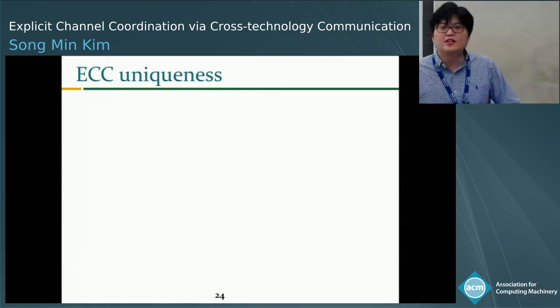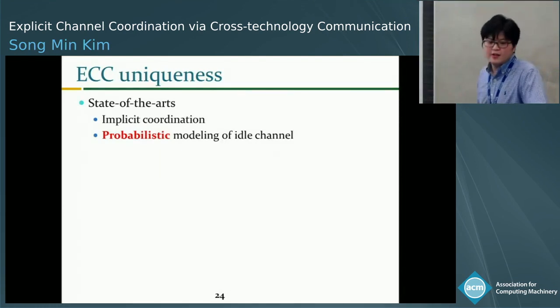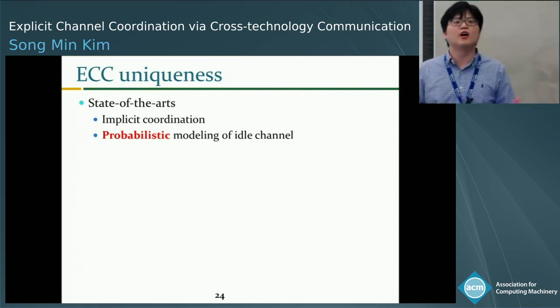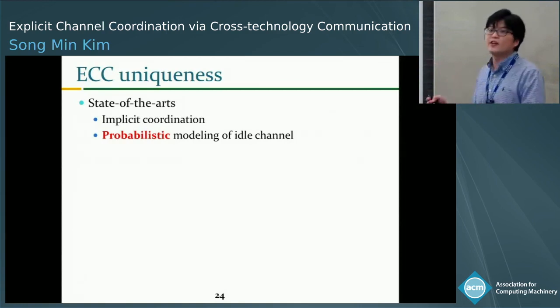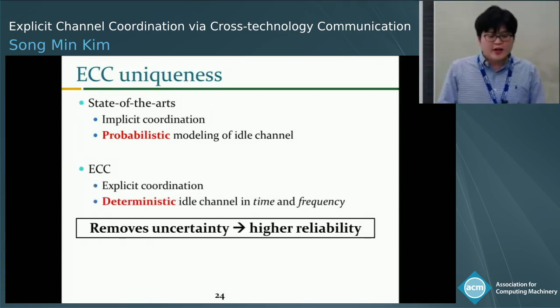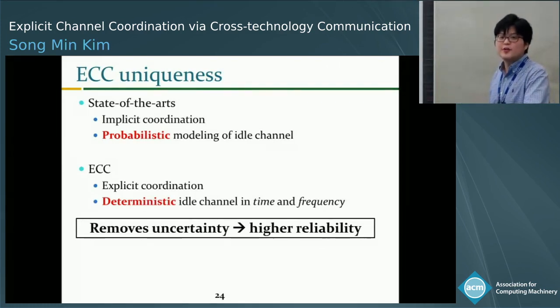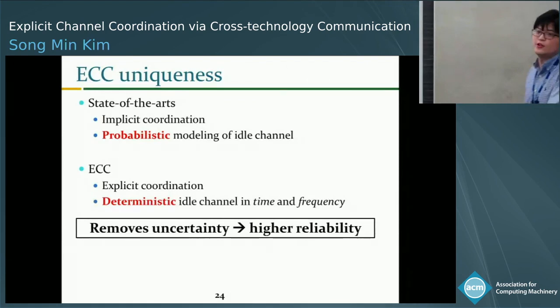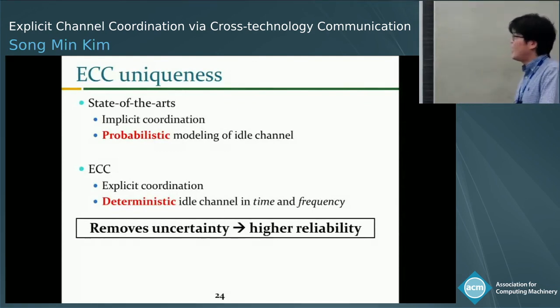So, what is the uniqueness of ECC? The state-of-the-art commonly uses implicit coordination, meaning that it statistically models the history of the Wi-Fi traffic and tries to estimate or infer the idle traffic in the future. As opposed to that, in ECC, we do explicit coordination, where we deterministically define idle channel in time and frequency. What that indicates is that ECC removes uncertainty in idle time, indicating higher ZigBee reliability.